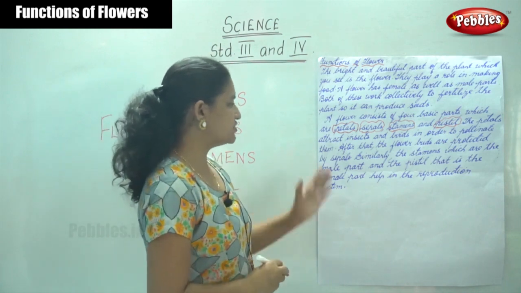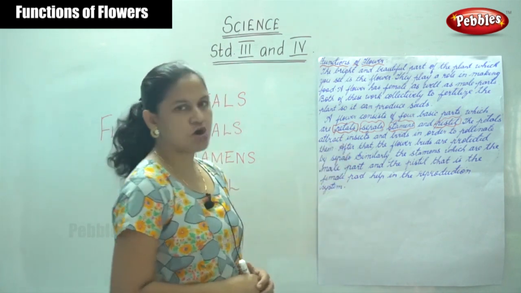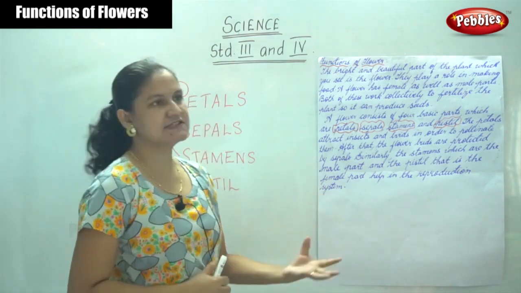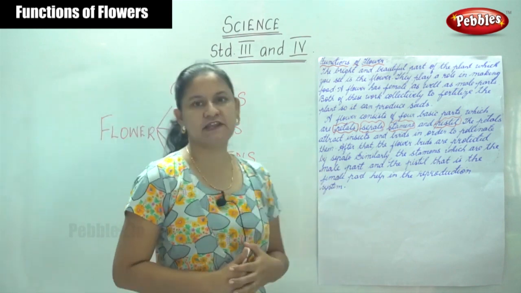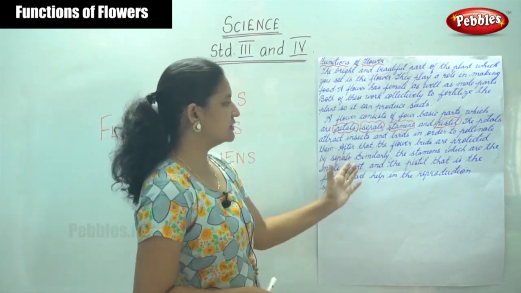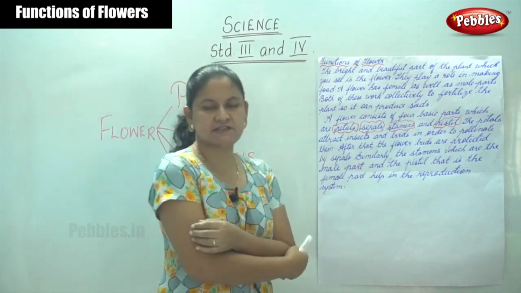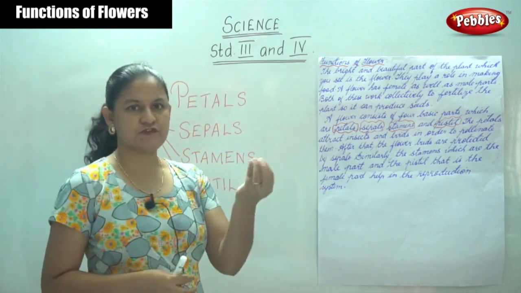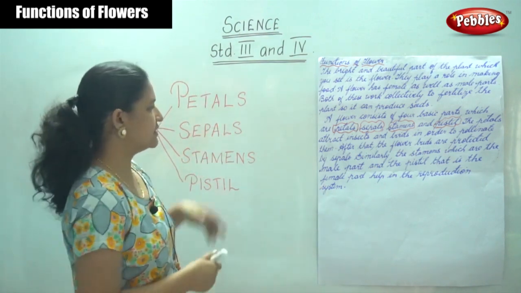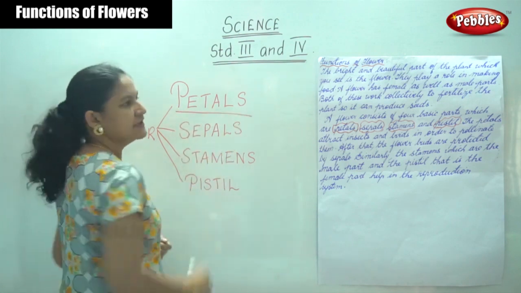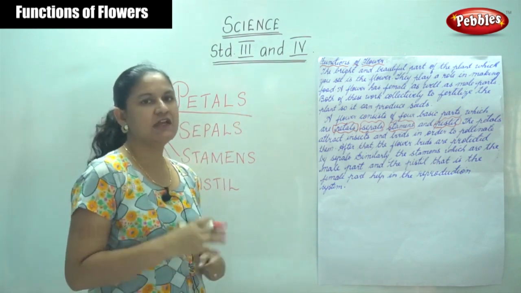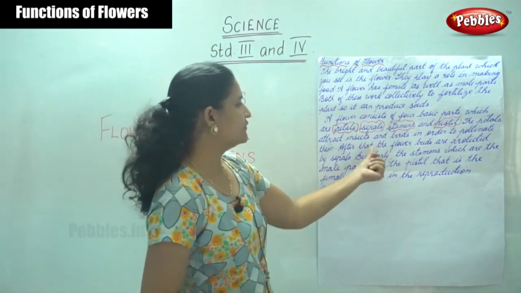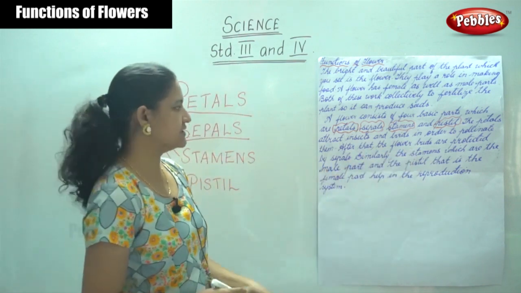The petals attract insects and birds in order to pollinate them. So what does the petal do? It attracts the insects and birds in order to pollinate them. After that, once the pollination is done, the flower buds are protected by the sepals.